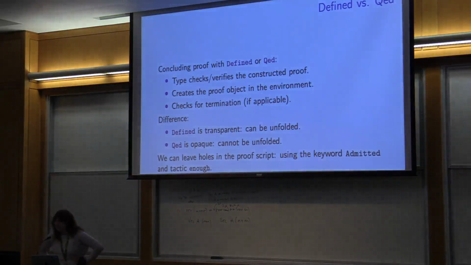So what do Defined and Qed actually do? They do three things. First, it type checks or verifies the constructed proof. And then it creates the proof object in the environment. So the definition introduces a new symbol and the computation rule in the kernel. And then the third thing is that it checks for termination if it's applicable.